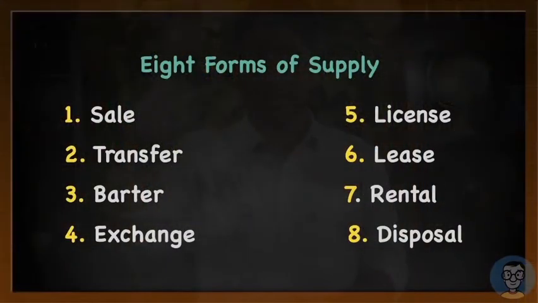That is to say, there are 8 different forms of supply. These 8 are examples. The first ones we studied are sale, transfer, barter and exchange, continuing with the other 4 items, that is lease, license, rental and disposal. So all these 8 items are the forms of supply.